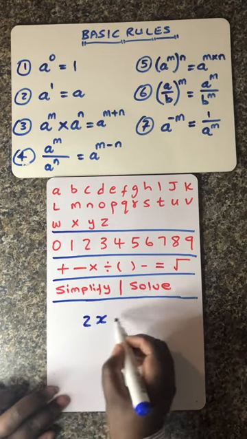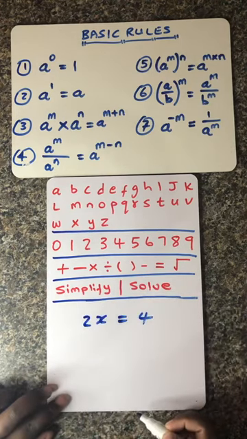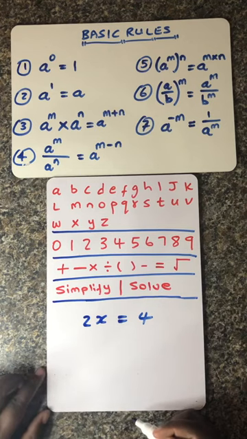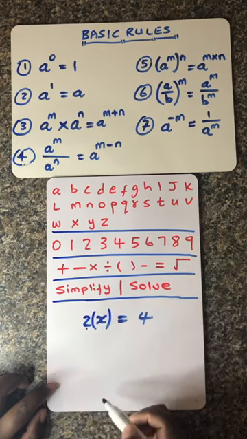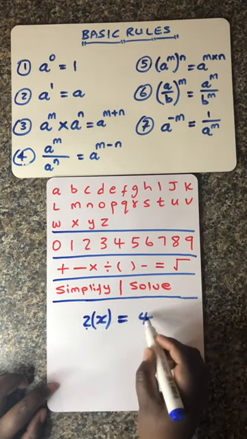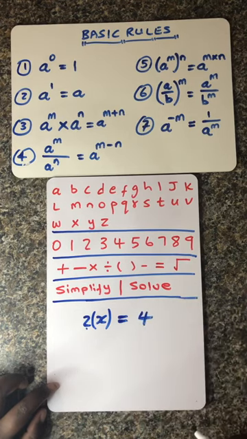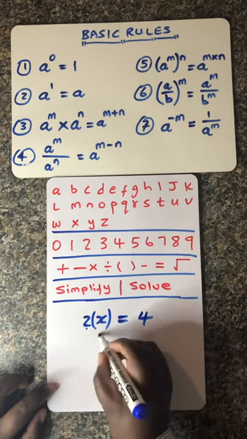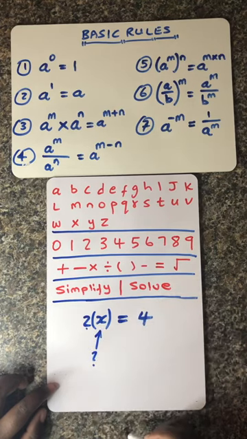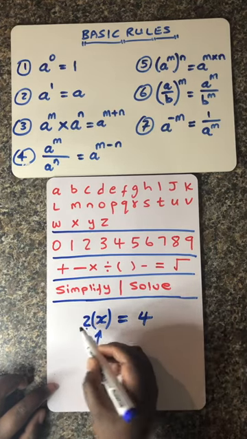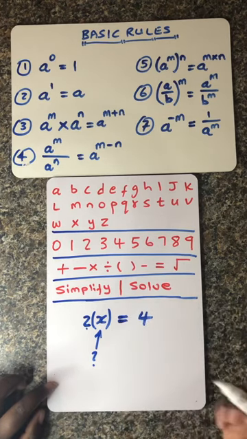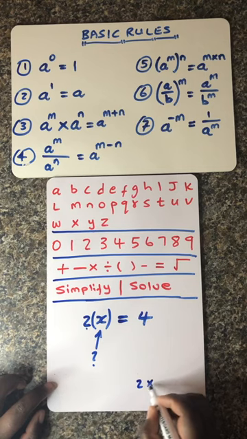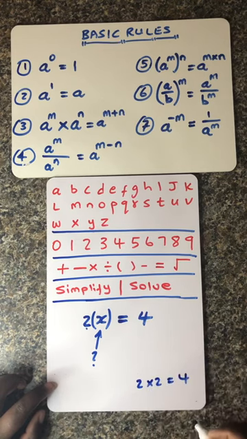So remember we had 2x, which is equals to 4. Okay, so that means we want to know what number, when you multiply it by 2, will be equals to 4. That's how you interpret an equation. So it's more like they're asking you what number, when multiplied by 2, will be equals to 4. Okay, so we know that if we multiply 2 by 2, it's going to be 4.